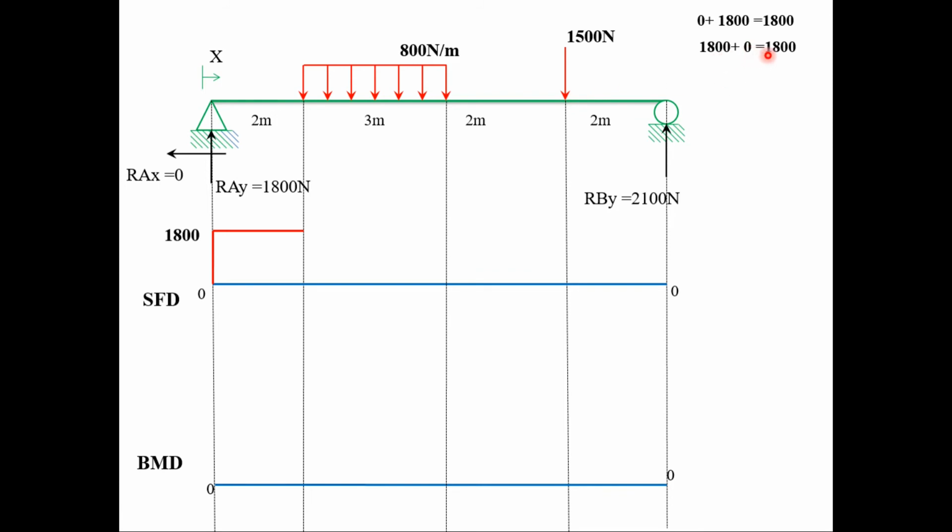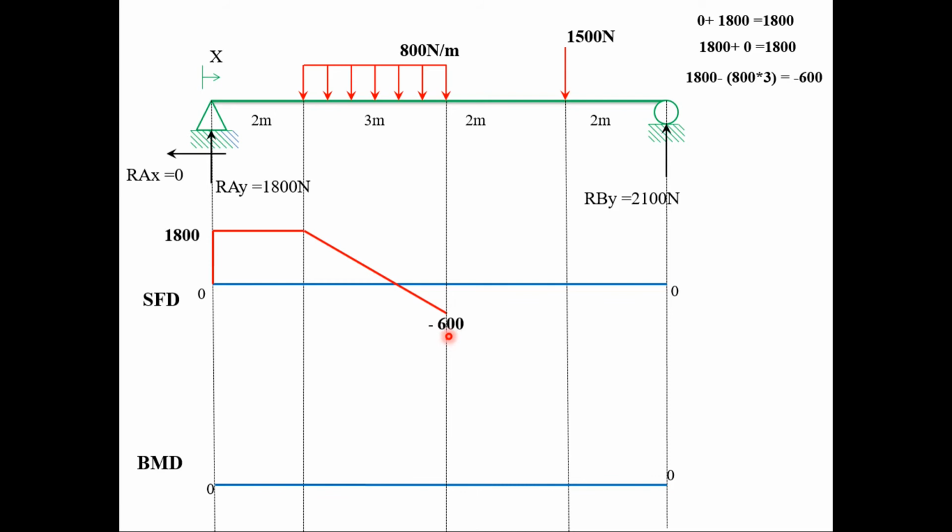But due to the presence of a downward uniformly distributed load, the shear force diagram will not be constant in this region. Hence, it will be 1800 minus 800 times 3. 800 times 3, it will give us minus 600 Newton at x is equal to 5 meter.